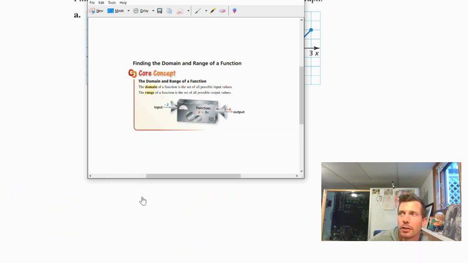If you notice this little machine here, this is a function machine. Whatever you put into it, you get something out of it. So think of that in terms of a machine: input, output. The function would be your equation. So input and output.